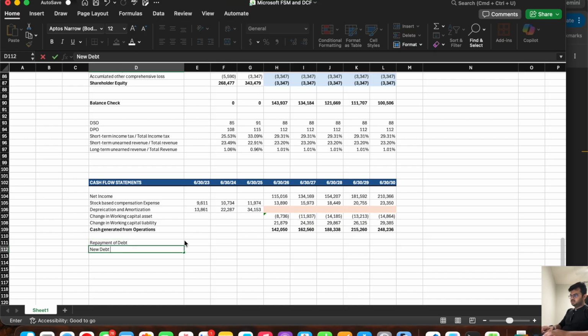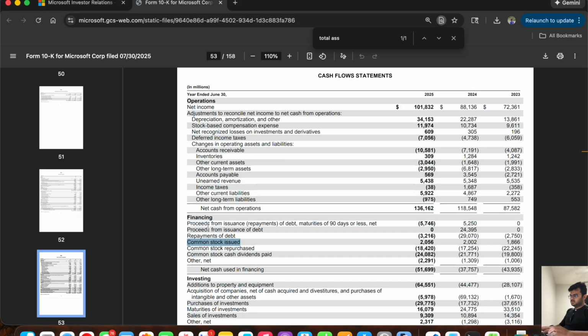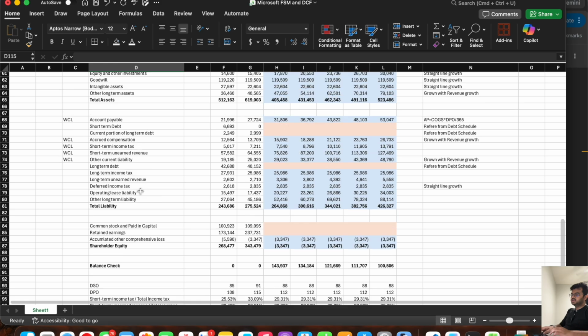Repayment of debt, new debt taken, then dividends paid, stock repurchase. I think I have updated everything here. Repayment, proceeds from, okay, maturity of 90 days or less. I think they have classified two items: proceeds from issuance of debt and proceeds from issuance of debt for maturities of 90 days or less.